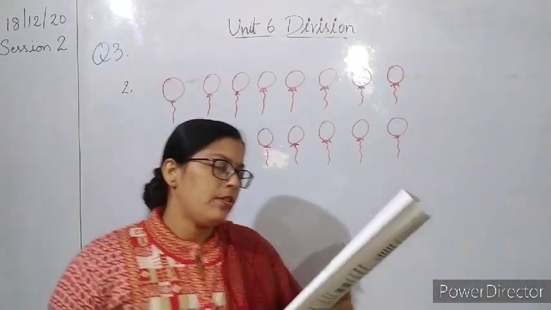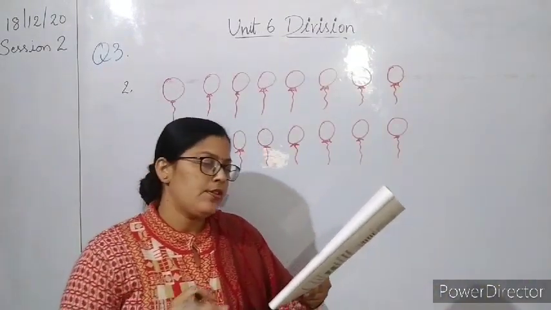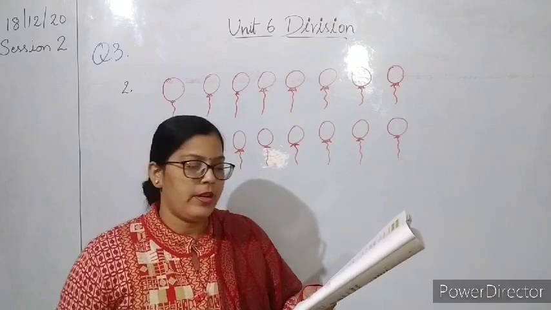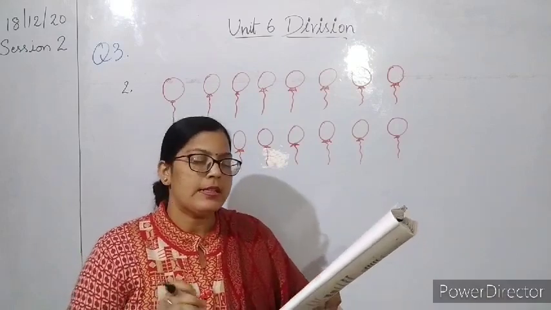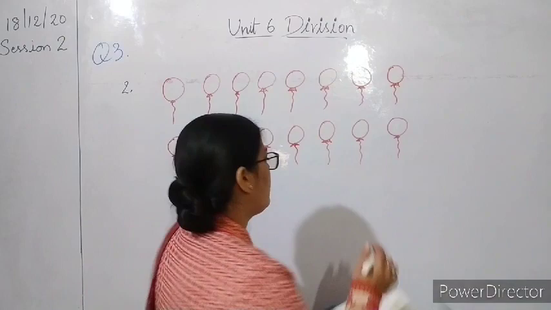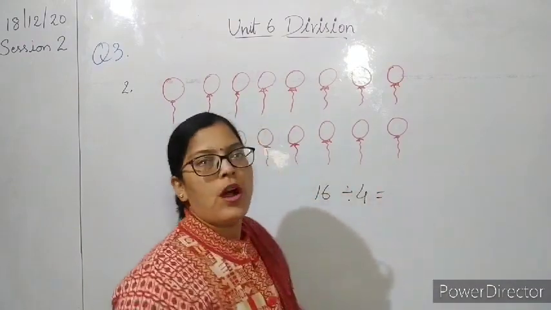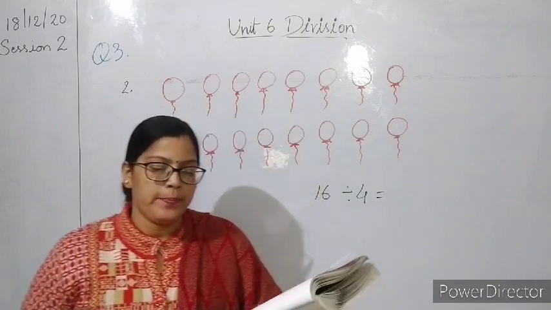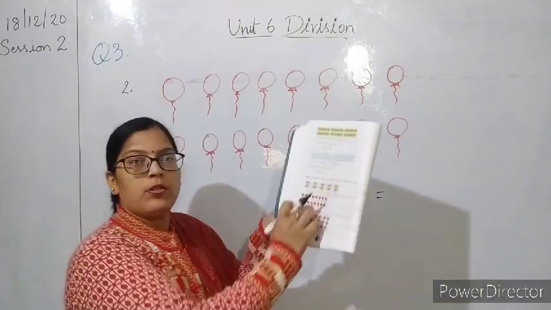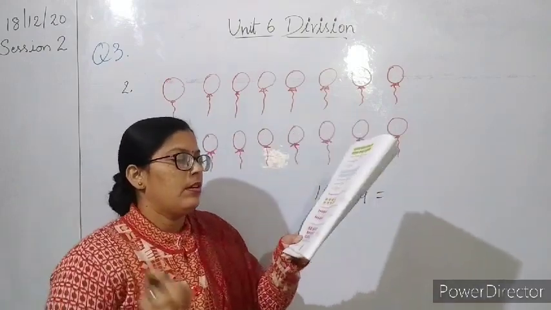In the next question, the picture of balloons is given. In each line there are 8 balloons, and the total number of balloons is 16. The division fact given is 16 divided by 4. I have drawn these balloons to show how to make the groups. Now you can see what is written below this picture in your book.